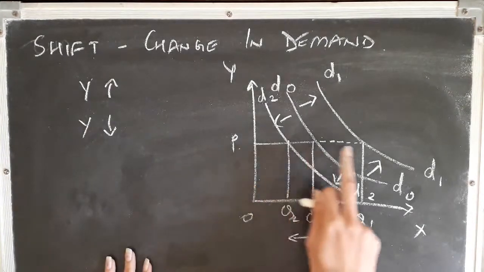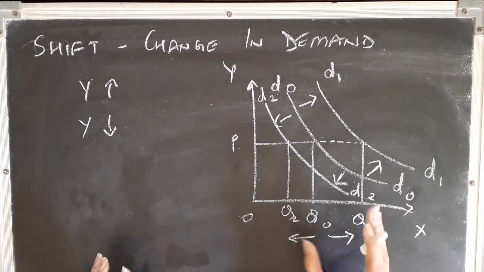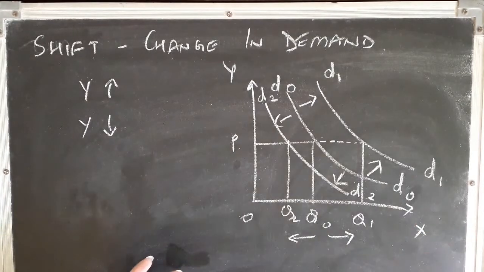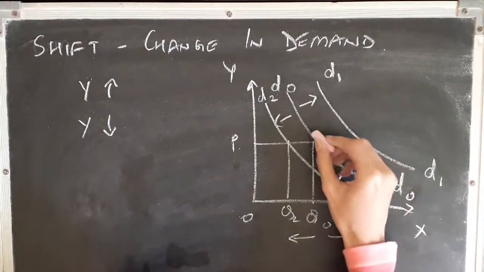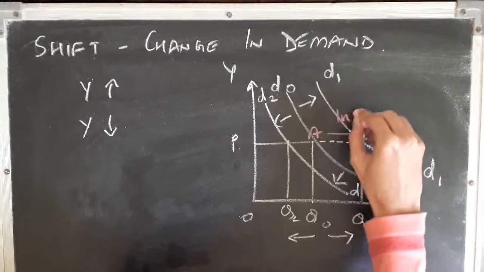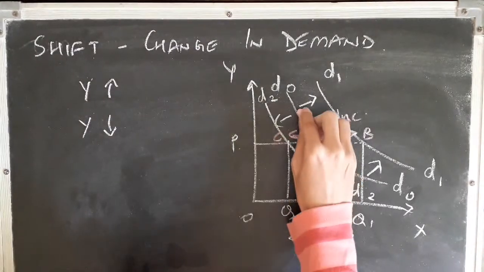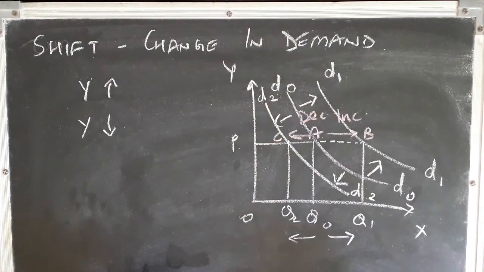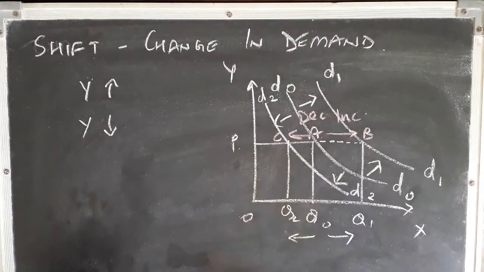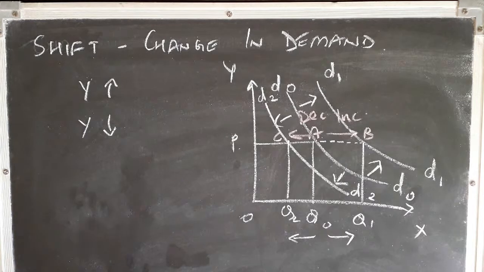The price is same throughout. It is just the quantity that is changing because of the shift in the demand curve. Now, which one of these is an increase in demand? The movement from A to B is increase and the movement from A to C is decrease. These are the two types of shift in the demand curve.